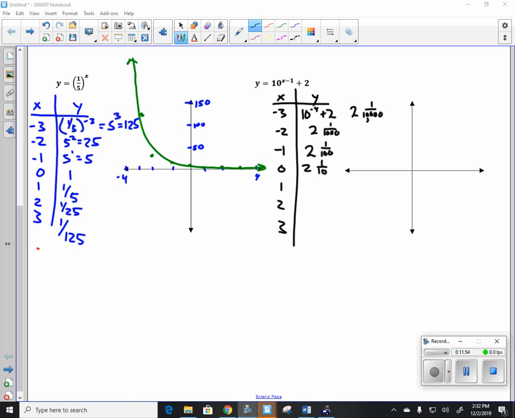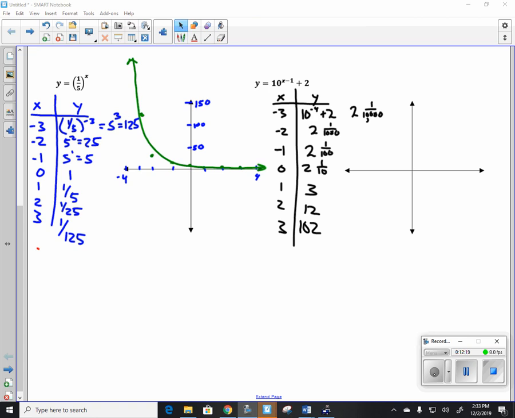I plug in 1. I get 10 to the 0, which is 1 plus 2, 3. I plug in 2. 2 minus 1, 1. 10 to the 1 is 10, plus 2 is 12. And now I plug in 3. 3 minus 1, 2. 10 to the 2, 100, plus 2 is 102.